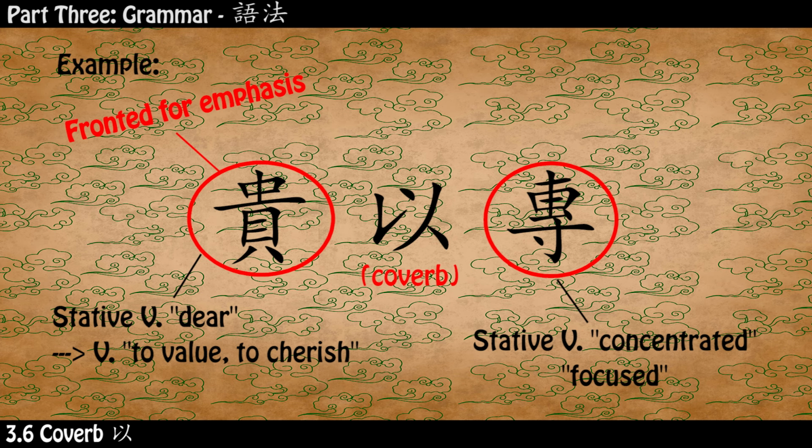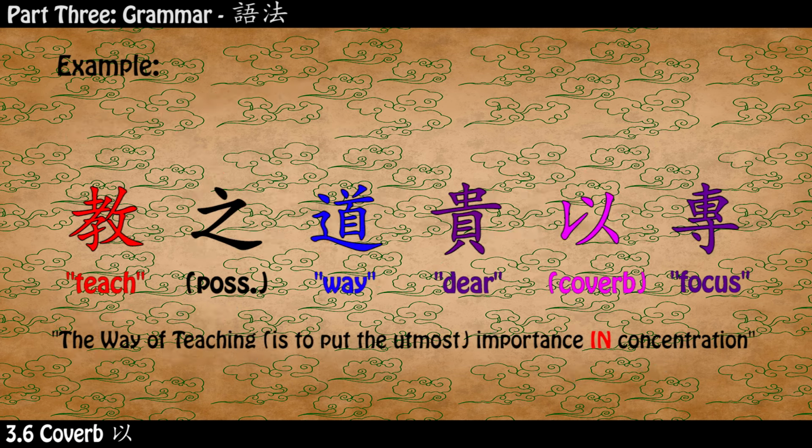This leaves us with yi in the middle, which, because it precedes the stative verb 专, must be a coverb. Now, because coverbs indicate in what manner, with what means, on whose behalf, for what purpose, etc. an action is being performed, the aforementioned Tao of education is to be carried out by means of considering concentration or focus as being the most important. Or, in other words, the correct way to teach is to put the utmost importance in concentration or complete focus.